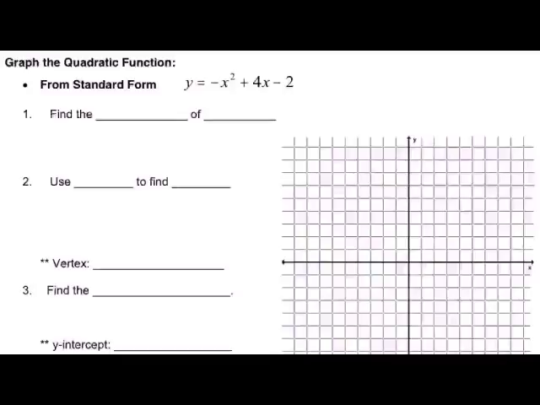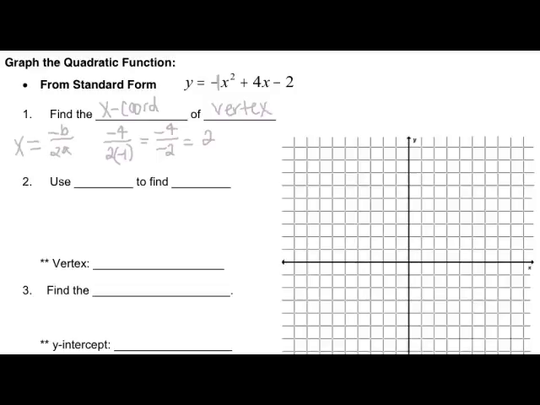So our first example here, we have y equals negative x squared plus 4x minus 2. The first thing we want to find is the x coordinate of the vertex. And we did that on the previous page. Again, our formula is x equals the opposite of b all over 2a. So our b value here is 4. So this is negative 4 all over 2 times, now our a here is negative 1, so 2 times negative 1. So we get negative 4 over negative 2, which is positive 2. So the x coordinate of our vertex is positive 2.